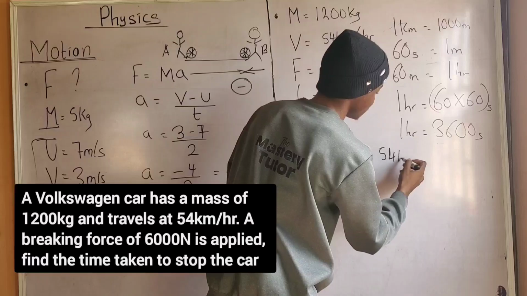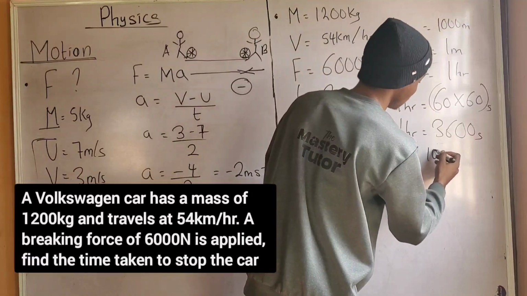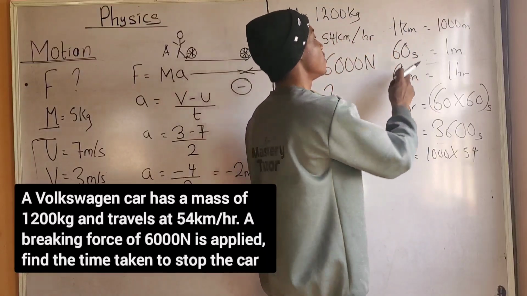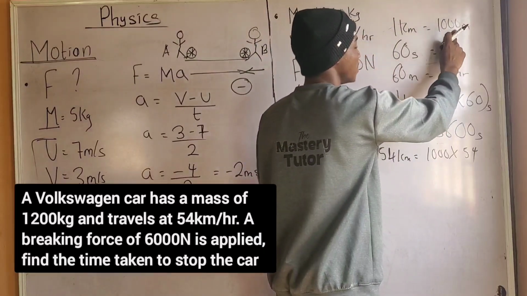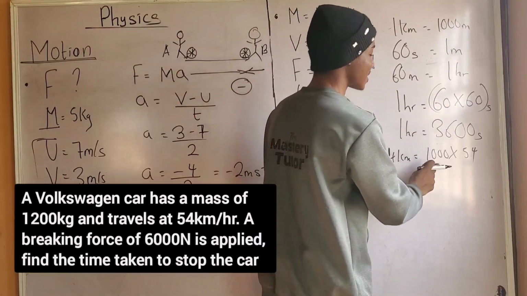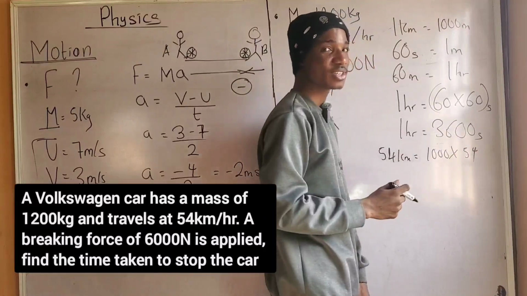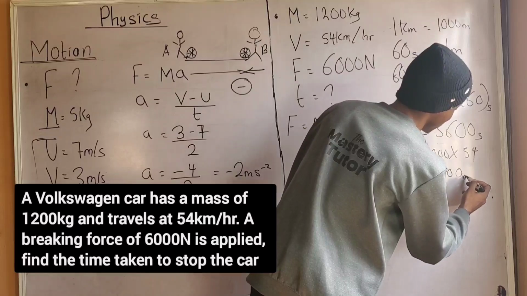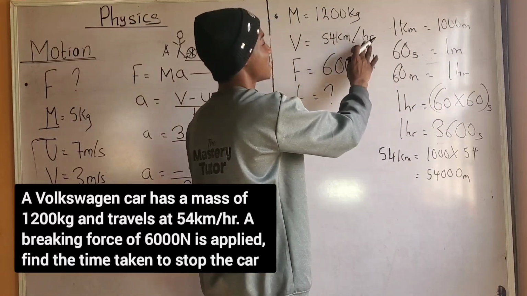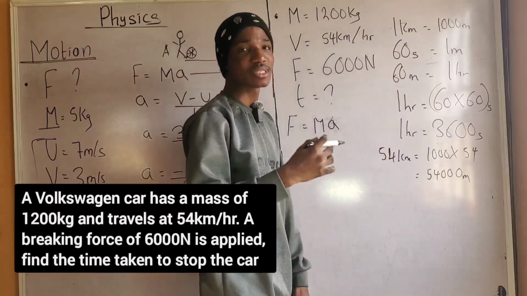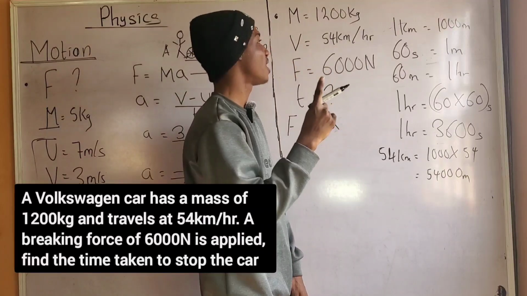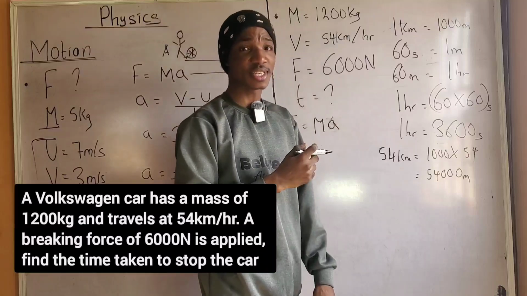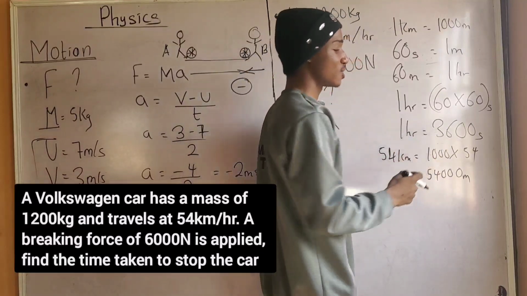So let us convert 54 kilometer to meter. 54 kilometer will be equal to 1,000 multiplied by 54, because we know that 1 kilometer equals 1,000 meter. So here I'm going to have 54,000 meter. Do you understand? Okay, let us convert this per hour. Per hour simply means in 1 hour, the Volkswagen car will cover 54 kilometers. So 1 hour is 3,600 seconds.